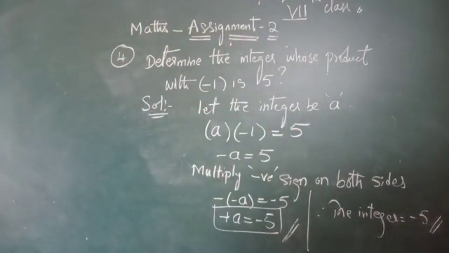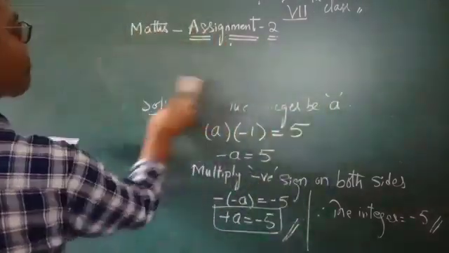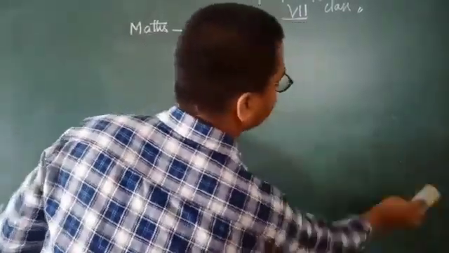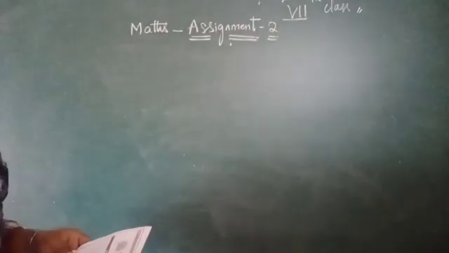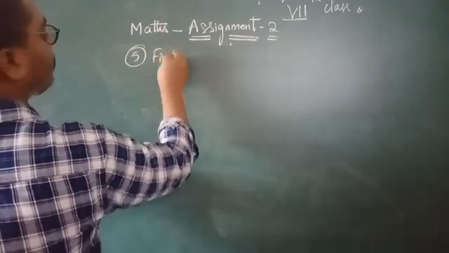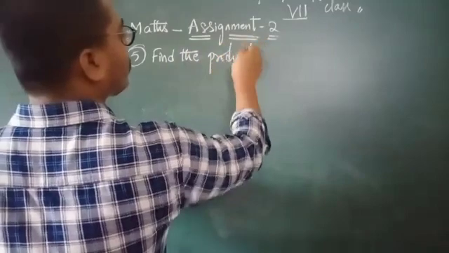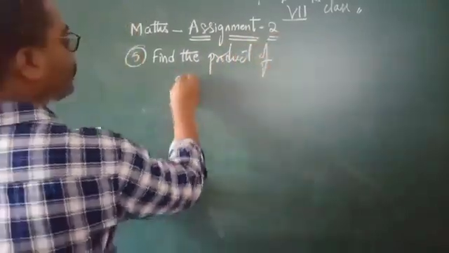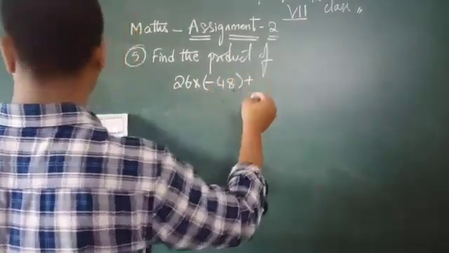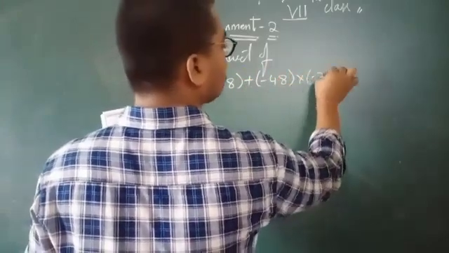Hope it is clear to everyone, children. Now coming to the fifth question. Fifth one, the question is find the product of 26 into minus 48 plus of minus 48 into minus 36.